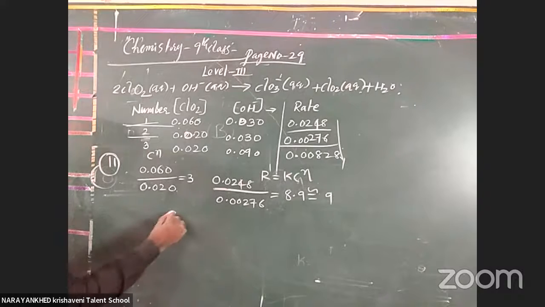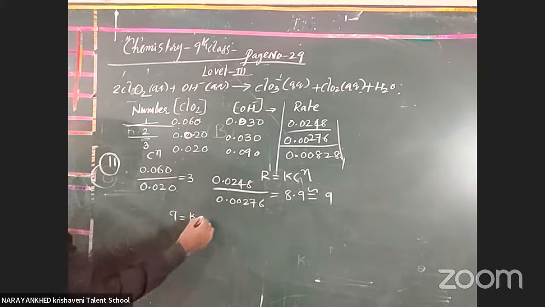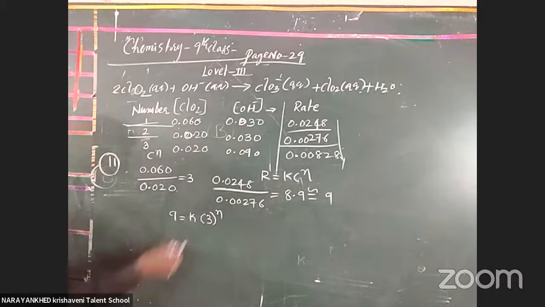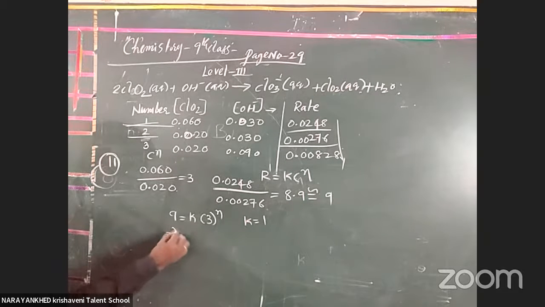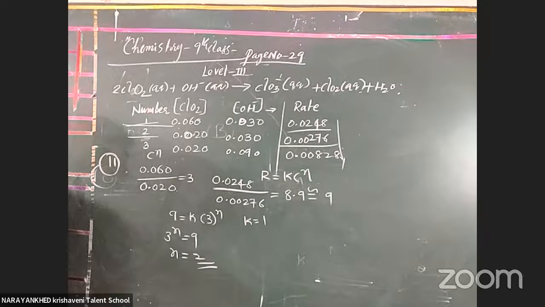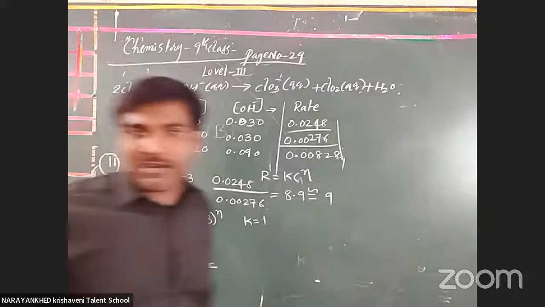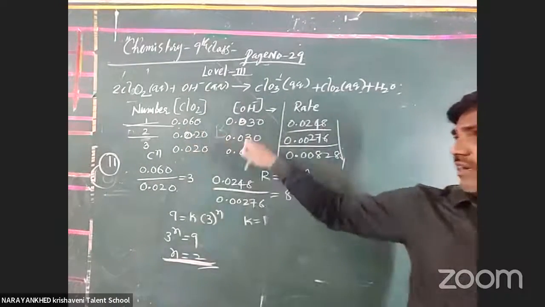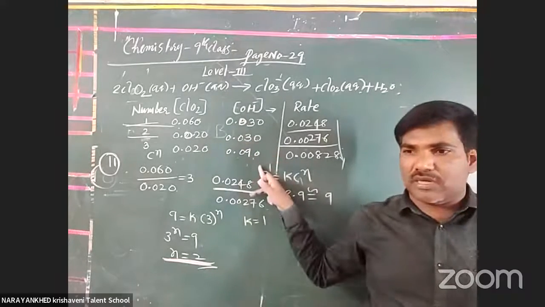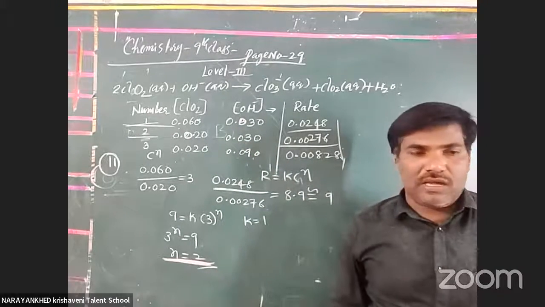On comparing, 9 is equal to k into 3 to the power of n. If k is equal to 1, then 3 to the power of n is equal to 9. Then n is equal to 2, because 3 squared is equal to 9. That is why the order is 2. In this way you have to calculate. Take any two trials, first or second, and do it like this.